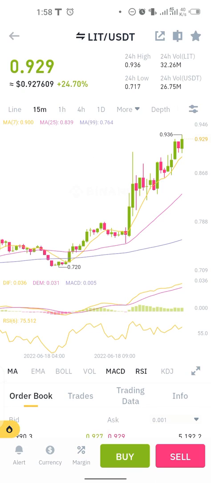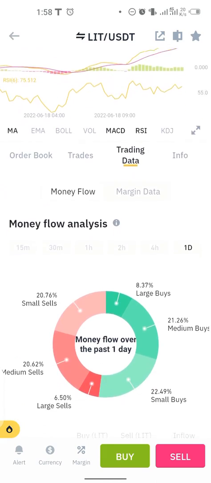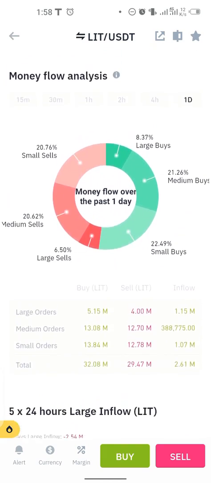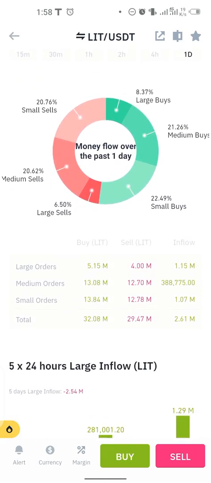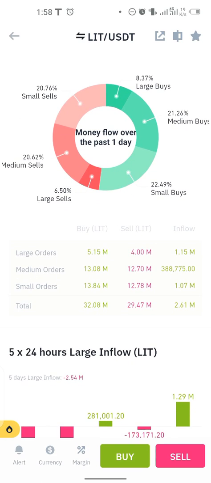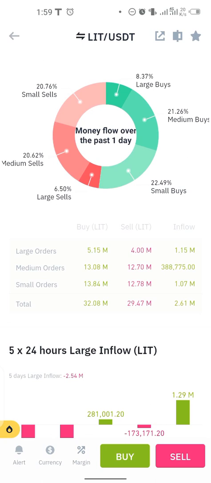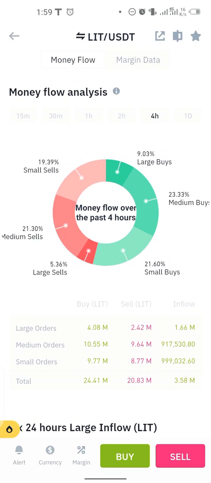Now, to base your decision on whether you can join such a trade, you look at the trading data. So for one day, you tap on one day, and you see that the small buyers are bigger than the small sellers. The large sellers are smaller than the large buyers, right? So you come to the 4-hour time frame. You are able to see that the large buyers are still bigger than the large sellers.